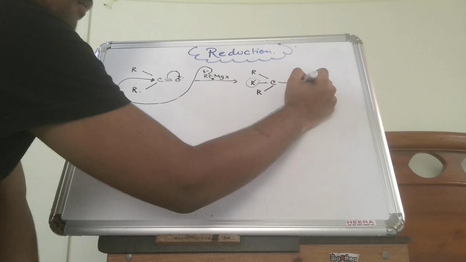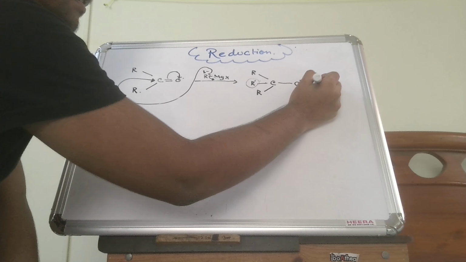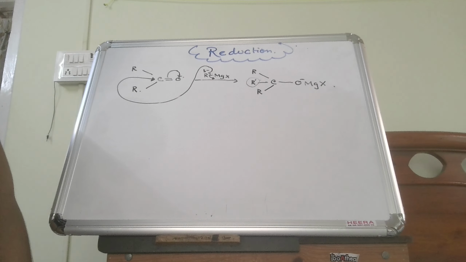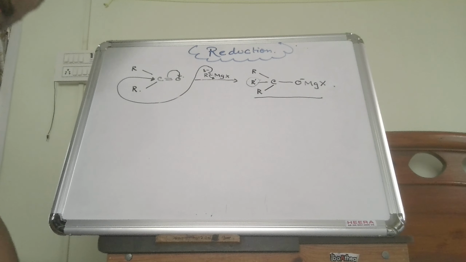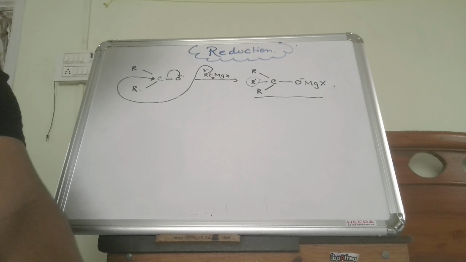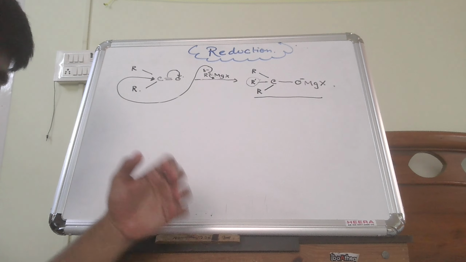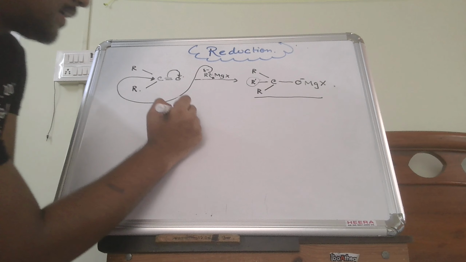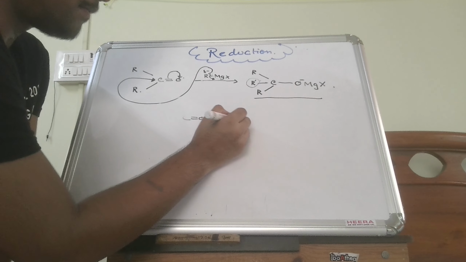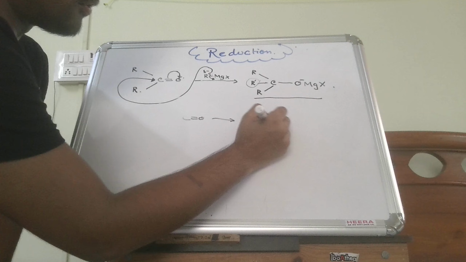And it gets OMgX. Like this is formed. So this will be happening like this. Now, how can we make alcohol from it? As I've said, from C double bond O, we will be trying to form COH.